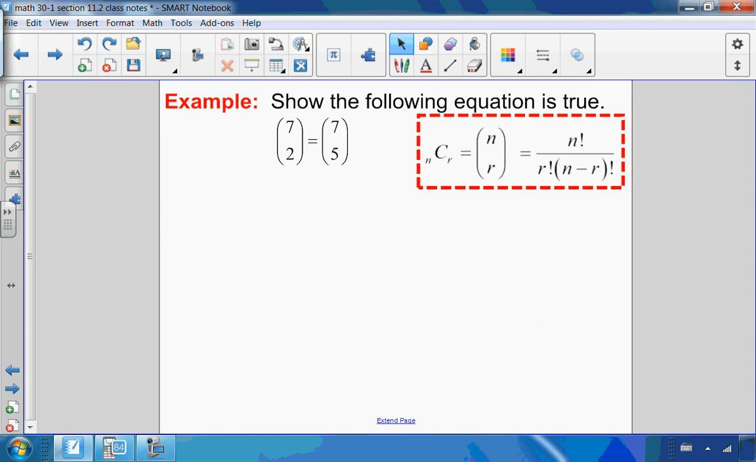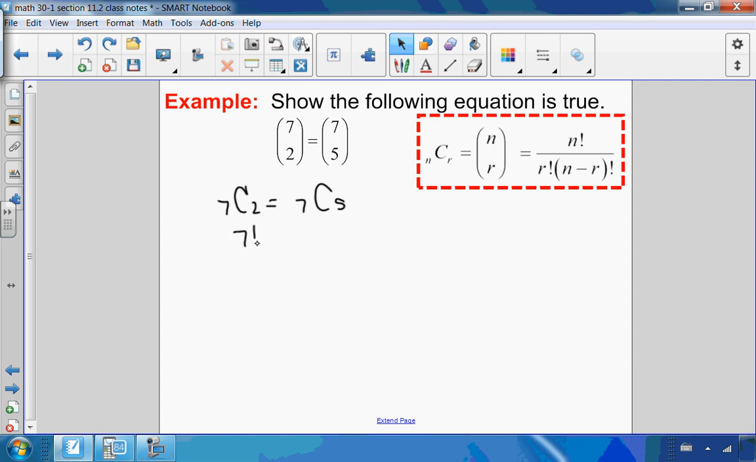Okay, let's look at another one. Remember that weird notation for combinations that I told you to look out for? So this is 7C2 equals 7C5. So this is just a notation for combination, which just means this. So I want to show that these are the same. So let's use our formula.